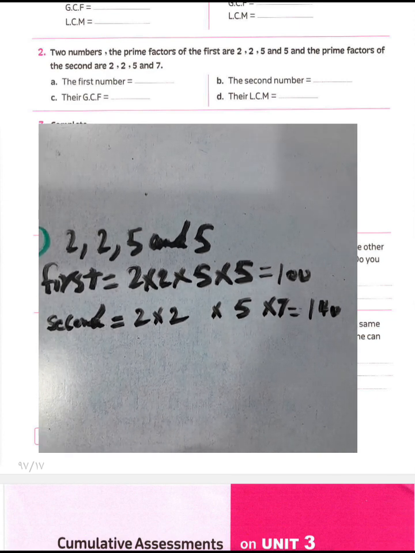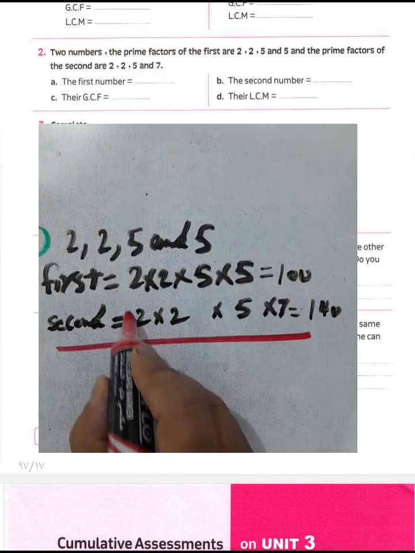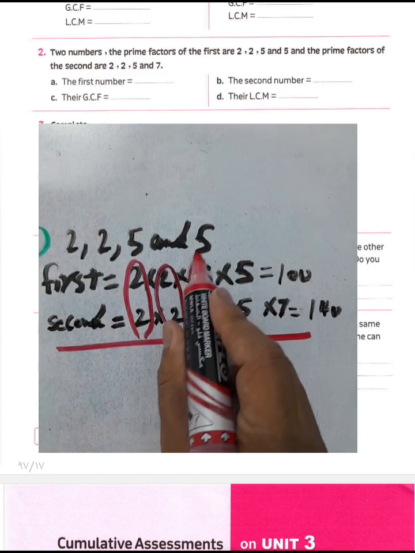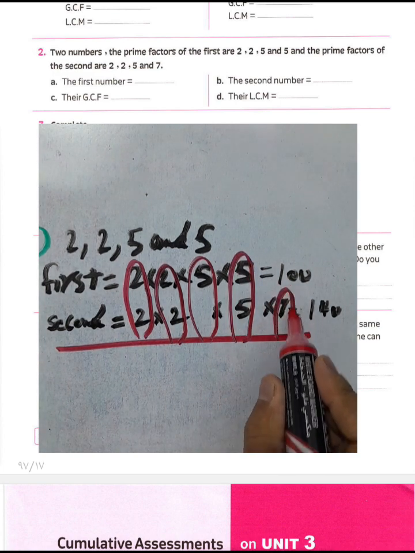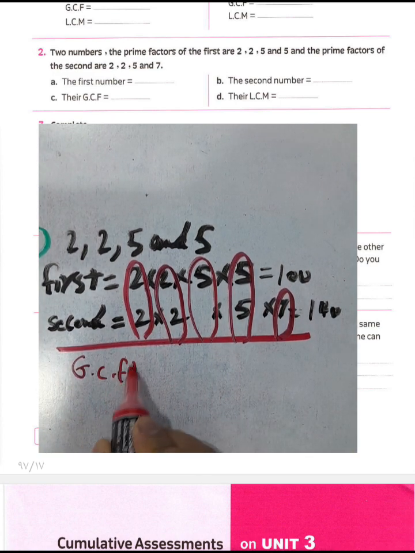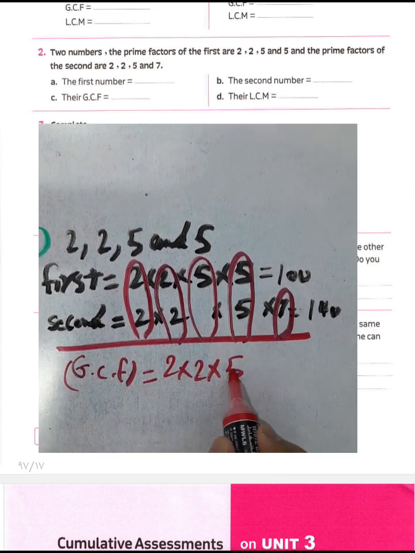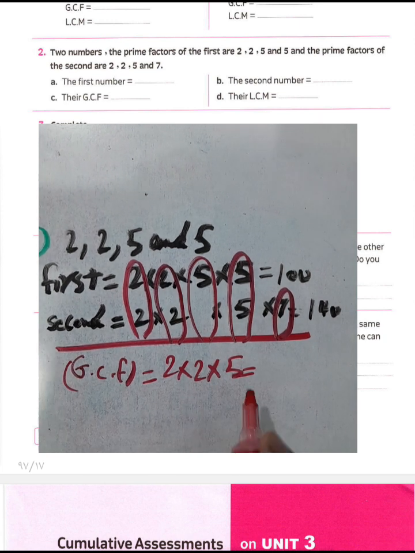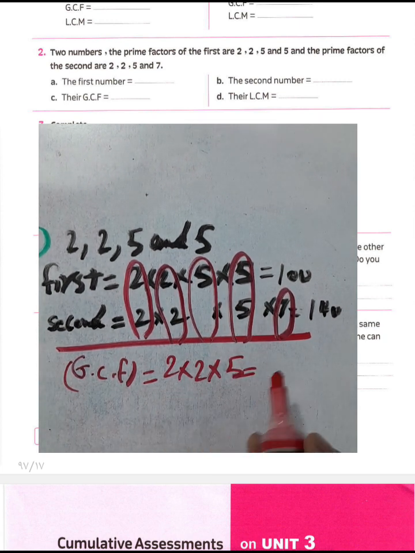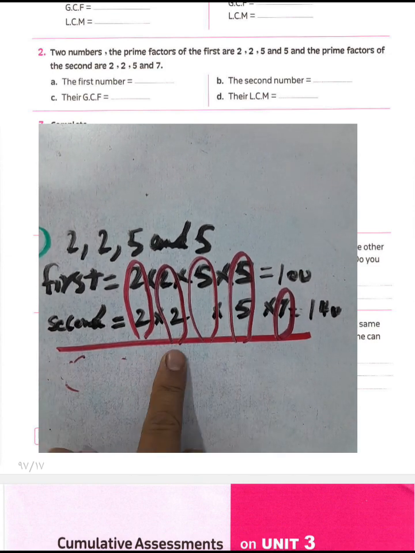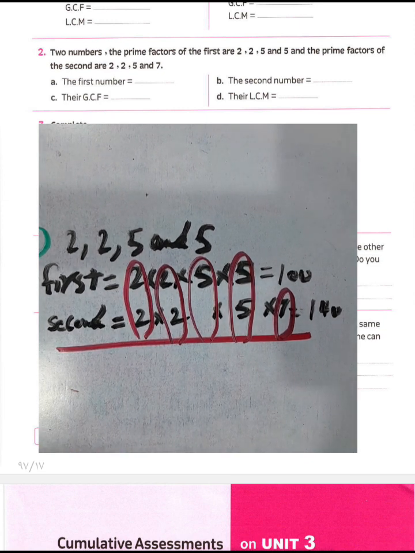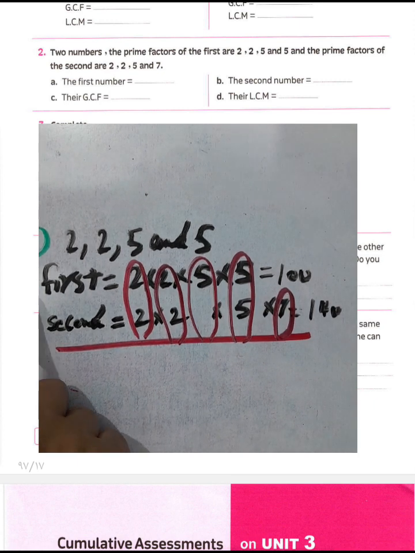Draw circles around the common numbers here. Okay, to find the greatest common factor, 2 times 2 times what? Times 5. 2 times 2 equals 4, 4 times 5 equals 20. If you want to find the greatest common factor between two numbers, you must do that. Again, question number 2, they give us in the example the first number and second number only.